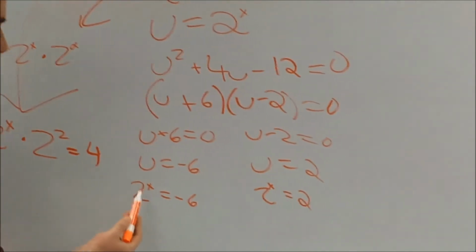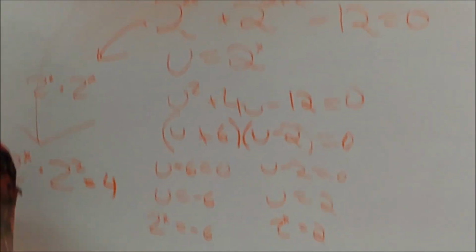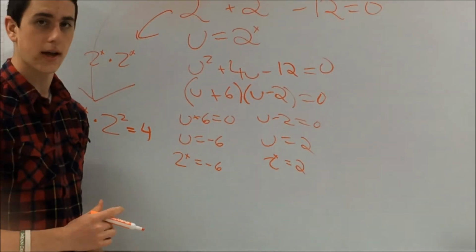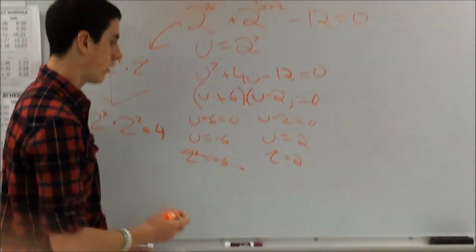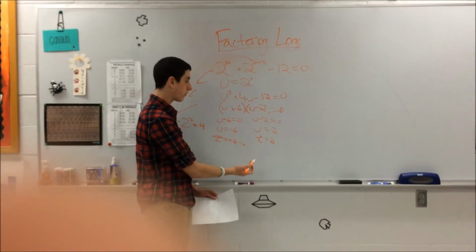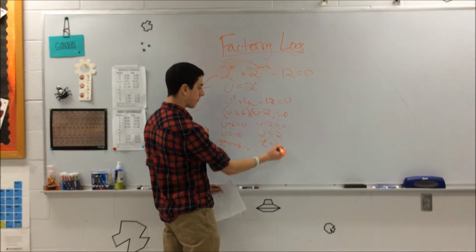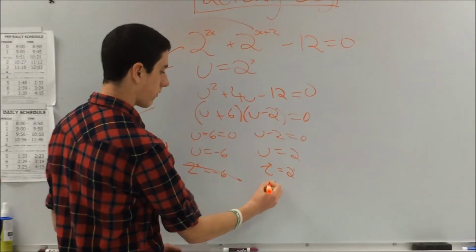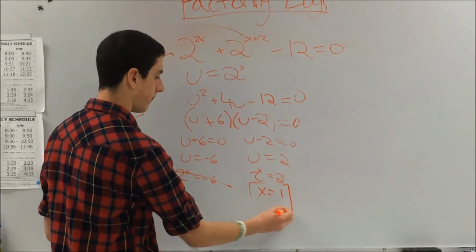But we know that 2 to any power can never equal a negative number because the graph of an exponential has an asymptote at y equals 0. So that's out. So now we just have to solve 2 to the x equals 2. Well, since they both have the same base, we can say 2 to the x equals 2 to the first. Therefore, x equals 1.